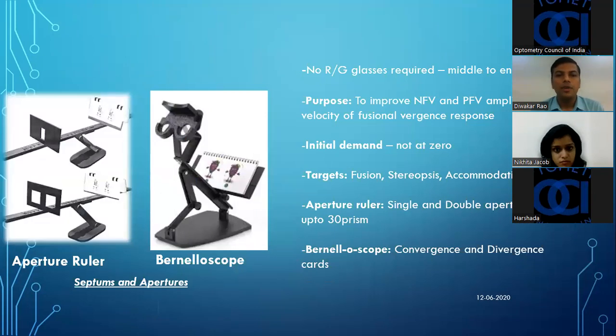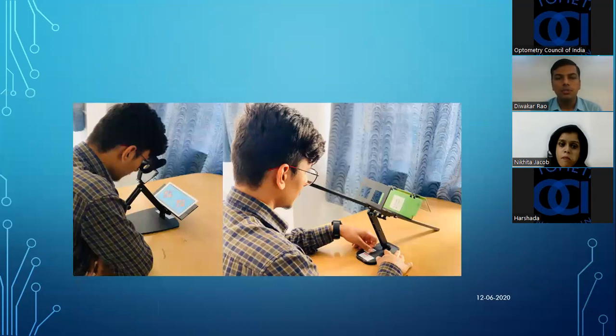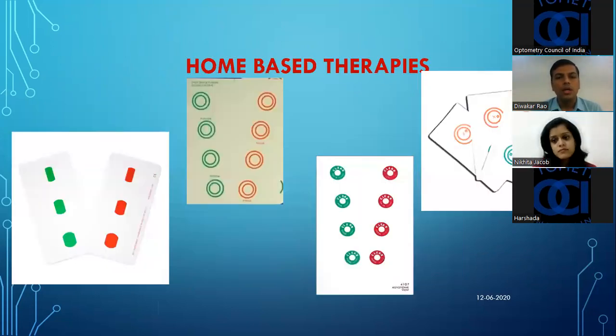And along with that, we can use septum and apertures to work. This will be a higher level of difficulty. We can use the binocular and aperture ruler and ask the subject to look through the binocular and converge, and also use the aperture rule, and then you can converge. And you can use home-based therapies, which can be prescribed to the patient to do at home.